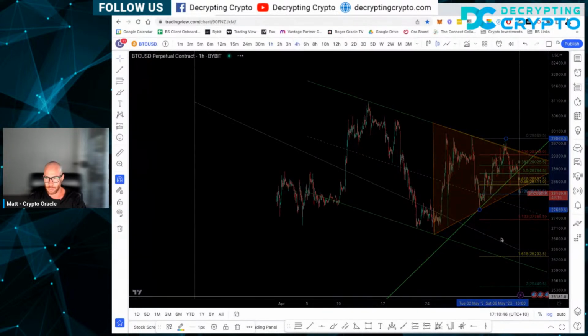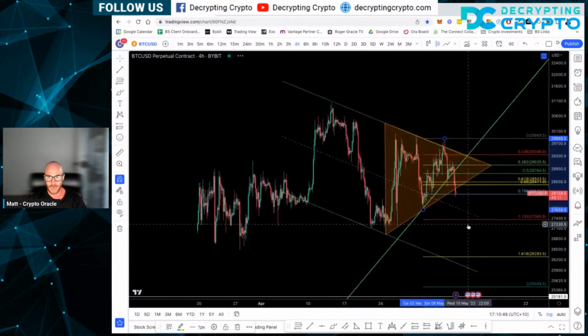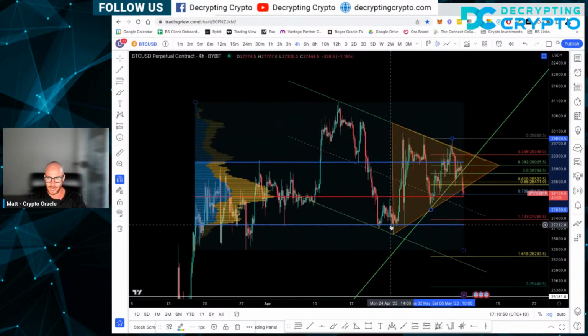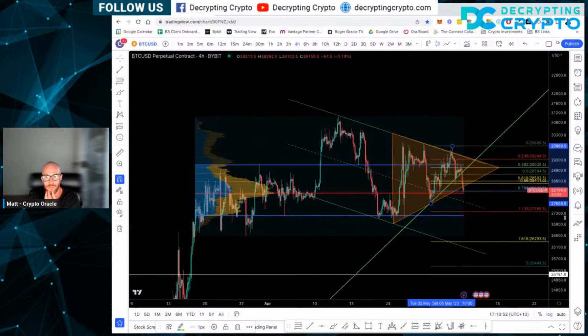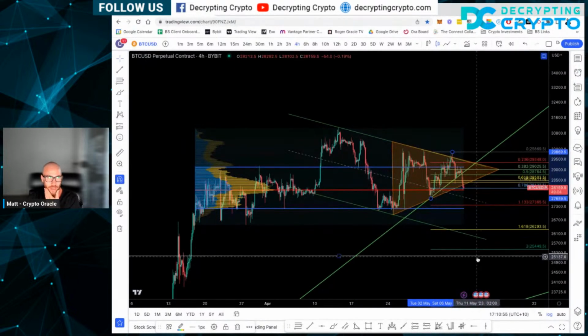I think that's well below where we want to be going. As I said, if we get a daily closing candle below 27.2, we're definitely going to come back down to the 25. So something for you guys to look at.